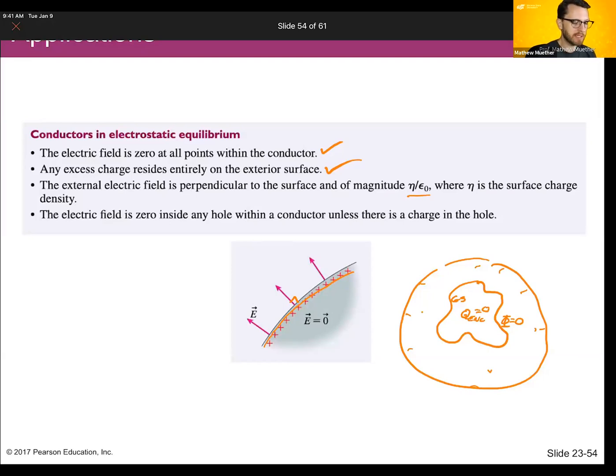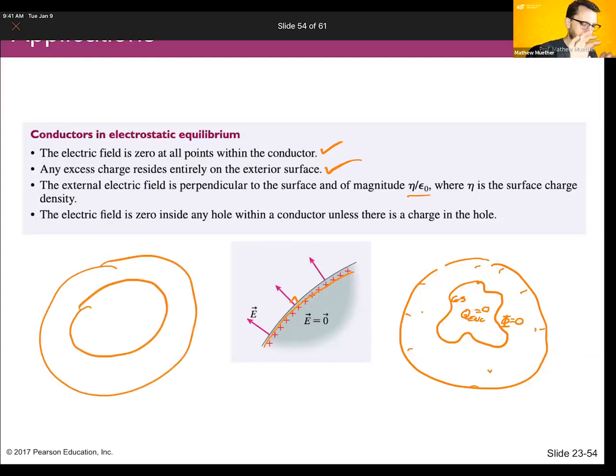It also says the electric field is 0 inside of any hole within the conductor unless there is a charge in that hole. So if I imagine that I have a conductor that's like a donut, like a tube of charge here, and I pick some Gaussian surface inside of this thing, again, there's no charge inside of it, so that means there's no flux coming through the object, and the electric field is 0 at that point in space.